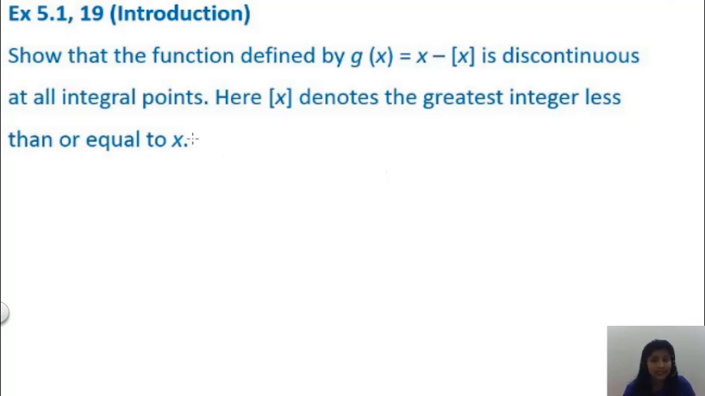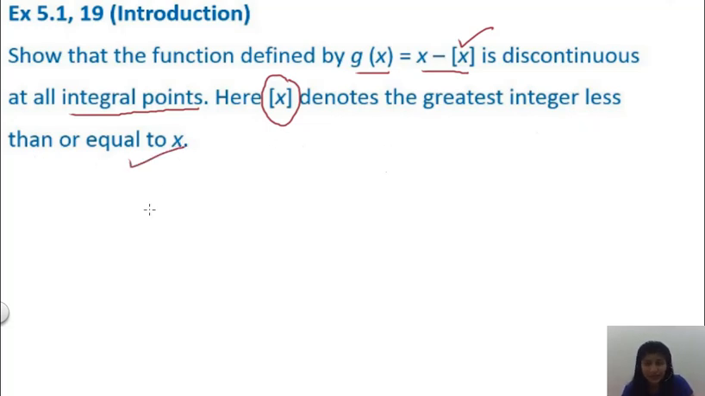So in the next question, 19, they are asking us to show that the function defined by g of x equals x minus, as you all know, this is the sign of the greatest integer function. We have already done this in detail through the graphs also. It is discontinuous at all integral points. That means all the integers. Here, this denotes the greatest integer less than or equal to x.